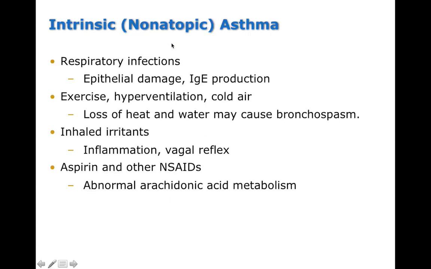So with intrinsic or non-atopic asthma, we think about this as being non-allergic, and it's more common in adults, but also has poorer outcomes because it's often difficult to find the source of the asthma. Now, it can be associated with things like respiratory infections, which can lead to epithelial damage and production of IgEs. It can be associated with exercise and hyperventilation.